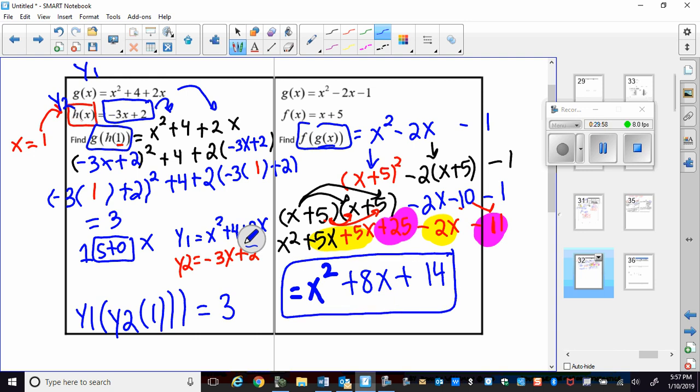If you notice in the last one, we got a number. In this one, we have an expression. And it's only because there's a 1 inside where this x is. Okay?